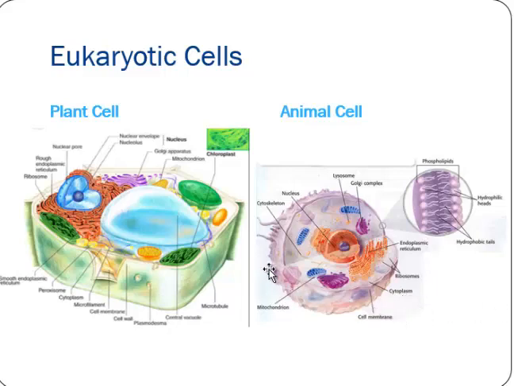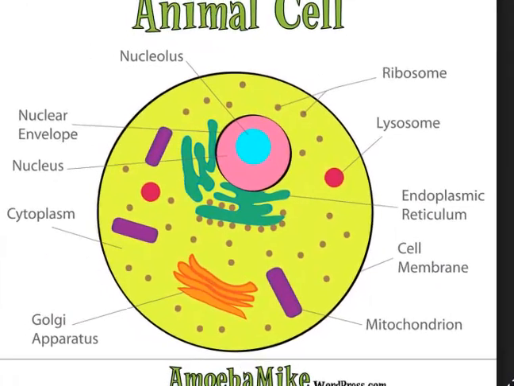The plant cell's got a cell wall, while the animal cell doesn't. The animal cell is more circular. The plant cell is more square. The plant cell's got a much bigger vacuole over here in the middle that stores a lot of food and stores a lot of water and whatnot. But they both have nuclei, they both have mitochondria, they both have a lot of the other things that are necessary.